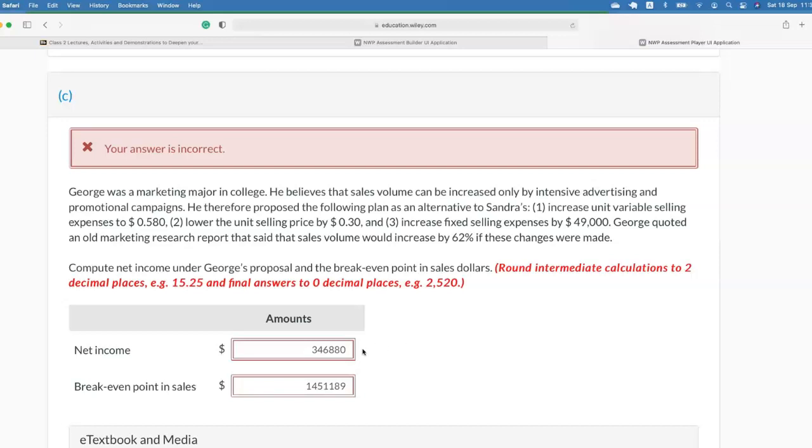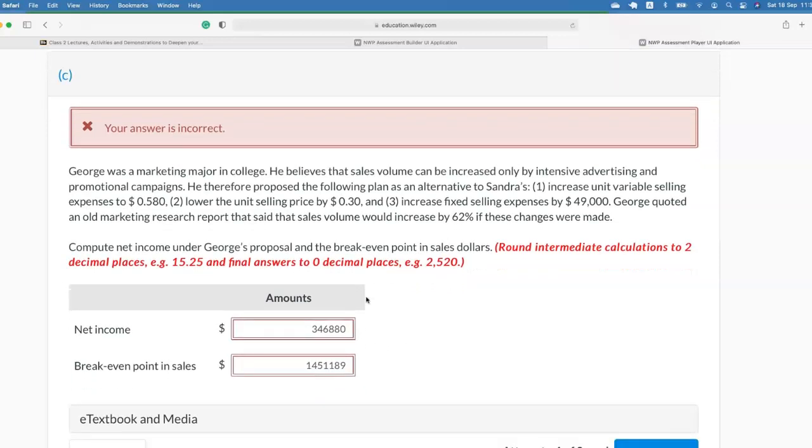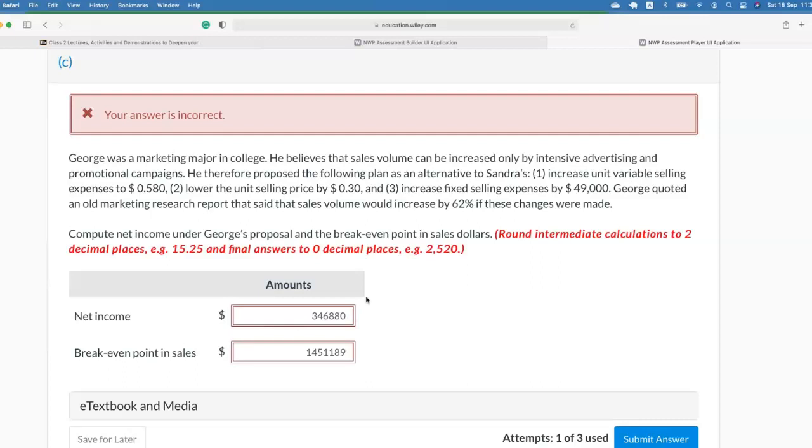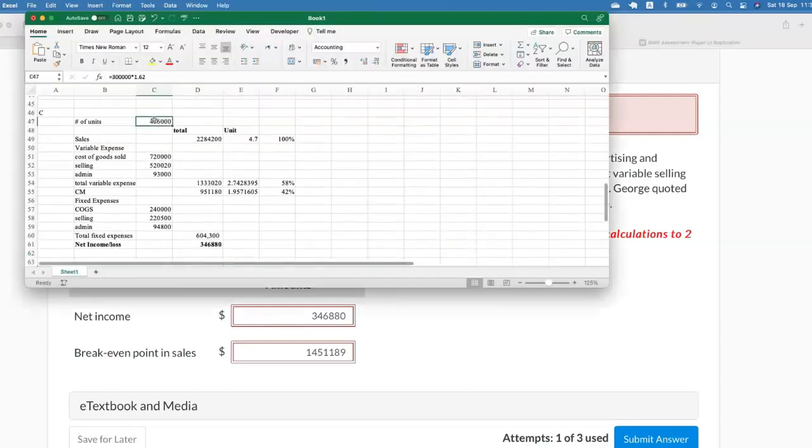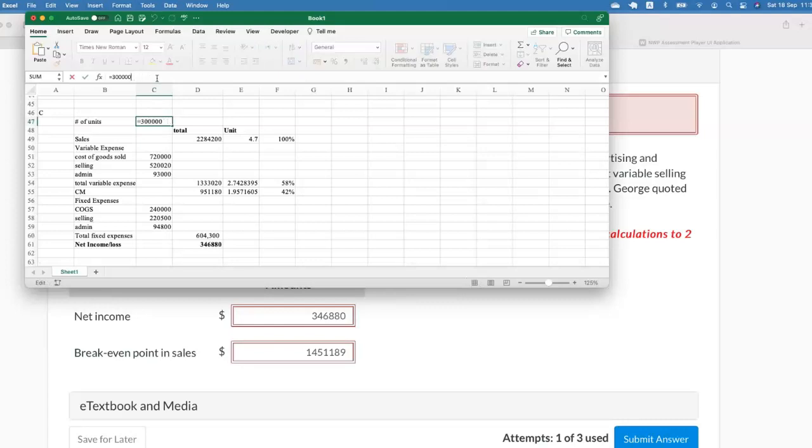Oh. Why? What happened there? Just a second. 300,780, 20.